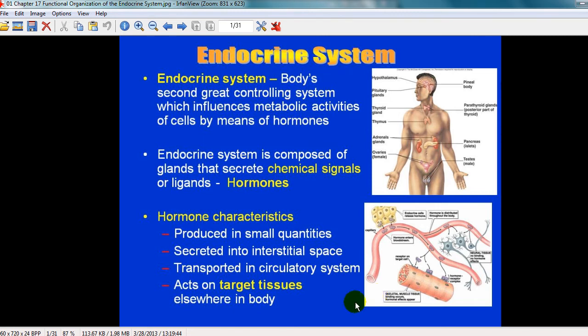Okay, the endocrine system is a mechanism of the body's control system that's going to influence a number of different functions, mostly related to metabolic activities of certain cells, most cells, by means of hormone production or chemical messengers that can affect this process.